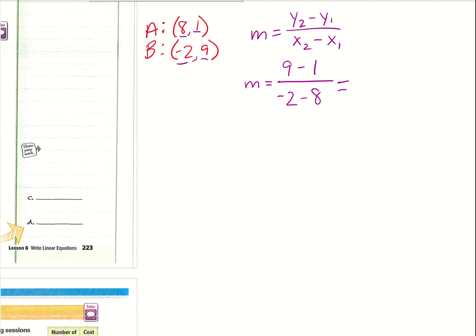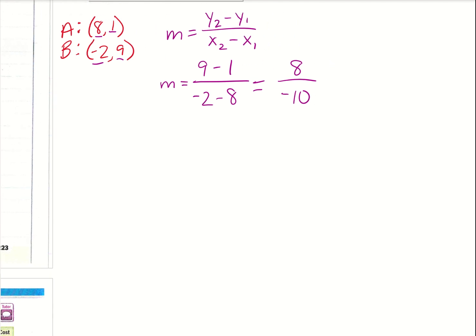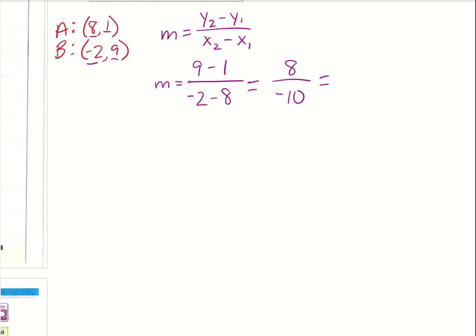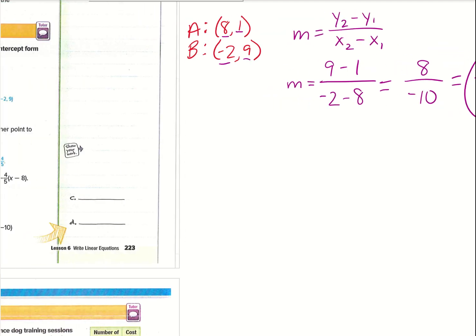Now I can simplify this, so 9 minus 1 on top is 8, -2 minus 8 on bottom is -10, and then I can continue to simplify. 8 over -10 is the same thing as -4/5, so that's going to be our value for m.